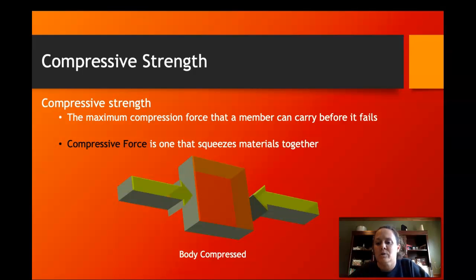I couldn't find any marshmallows in my pantry because the kids had gotten into them, but I did find this Pirates squishy ball. So I can compress it, push it down, squeeze it together, and then release it, and it goes back to its normal shape. Squeezing it, going back to its normal shape. So that is compressive force and compression.